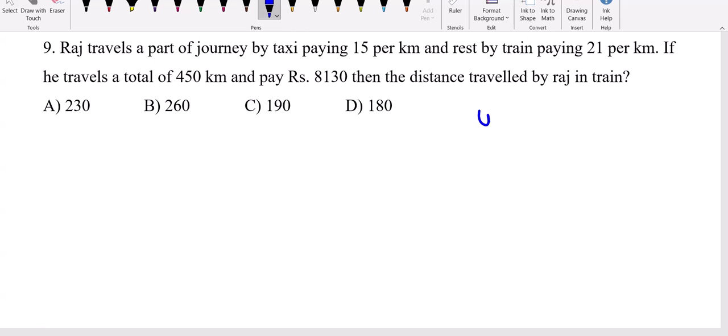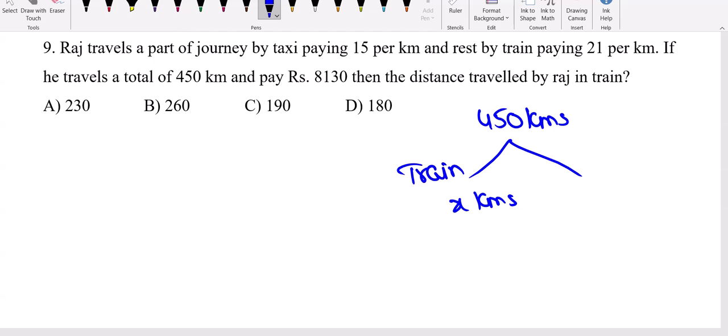How can you do that, sir? See, let us say 450 kilometers is your journey. They're asking about the train, right? So take the train as x. The question is, what is the distance traveled by train? I'm taking the distance traveled by train as x kilometers. Then taxi will be 450 minus x. Some people will take x kilometers by train and y by taxi, x plus y equal to 450. Two unknowns. Solving will be difficult.